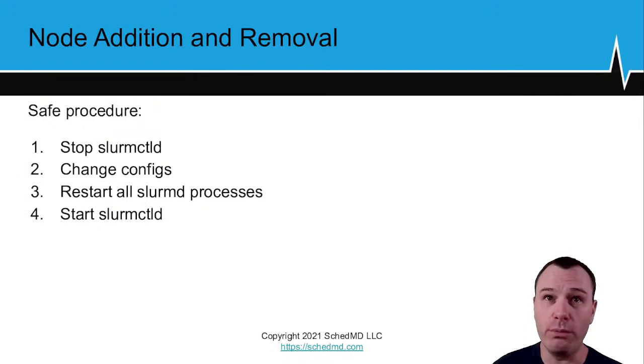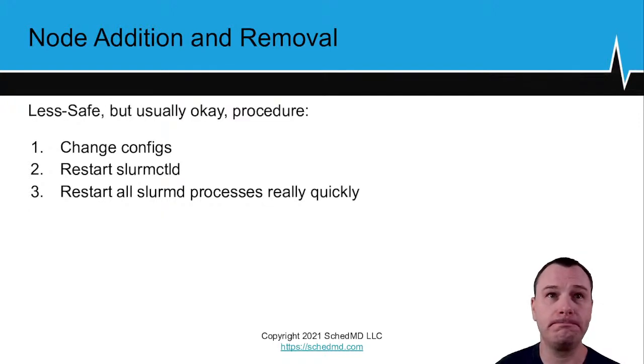For adding or removing nodes, we recommend that you stop the controller, change your configs, restart all the Slurmd processes, and then start the Slurm controller. Following this procedure will ensure that the entire cluster has the correct layout for proper communication. A less safe method, but usually okay, would be to change your configs, restart the controller, and restart all the Slurmd processes really quickly.